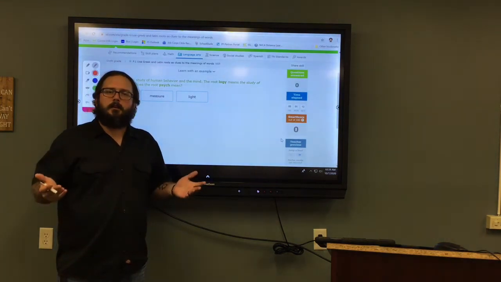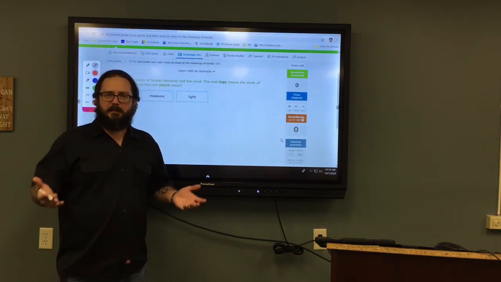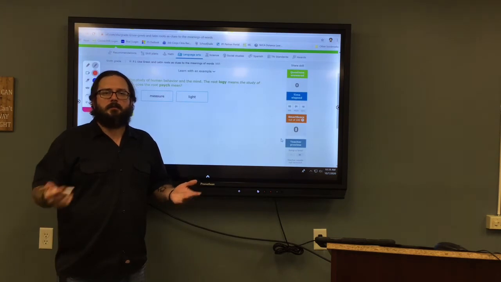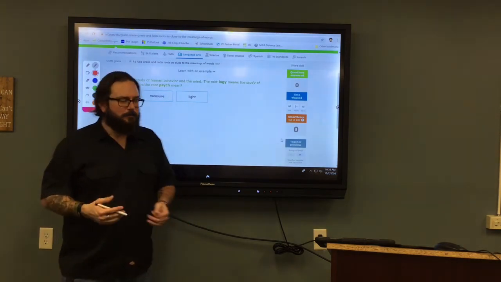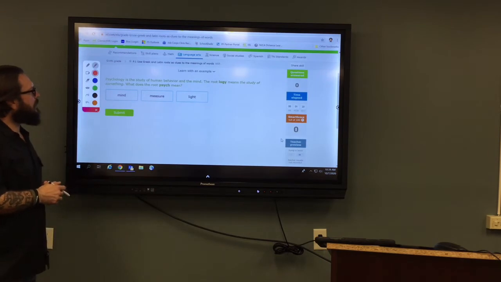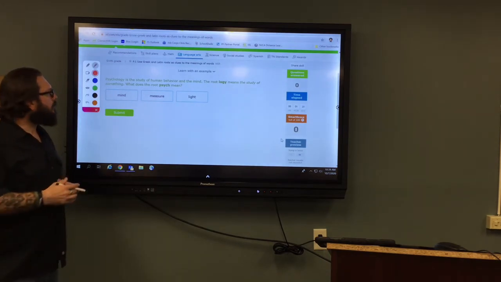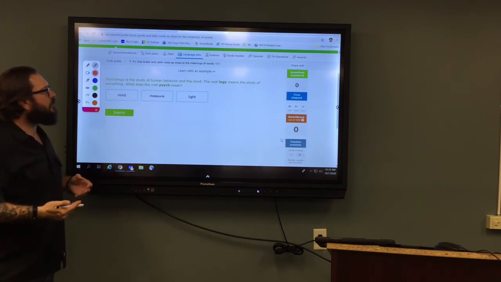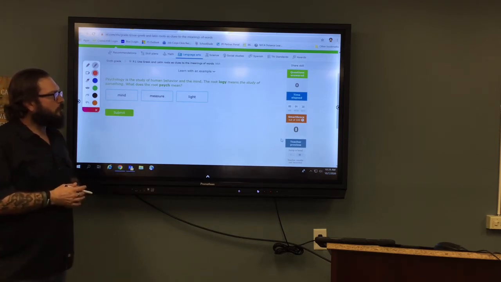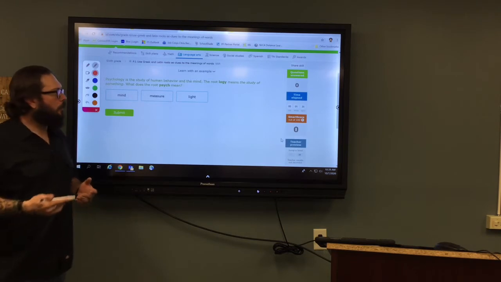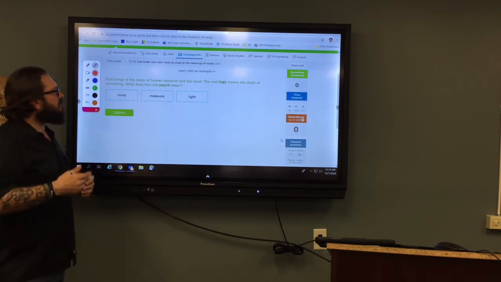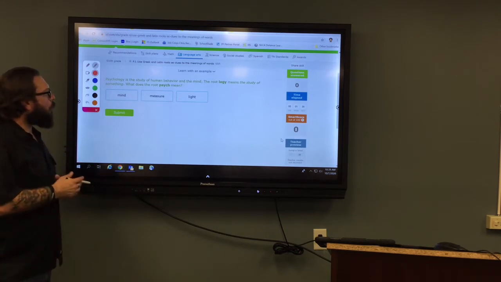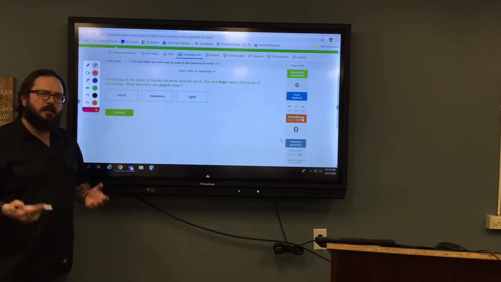Let's take what we have learned about root words and affixes and apply them to some examples on IXL. In our first example, we are told that psychology is the study of human behavior and the mind. The root L-O-G-Y or logy means the study of something. What does the root psych mean?